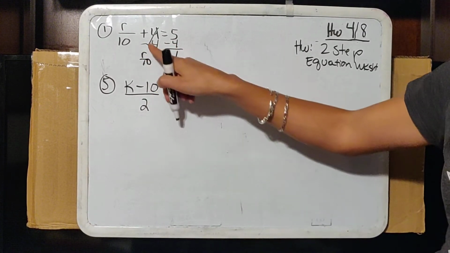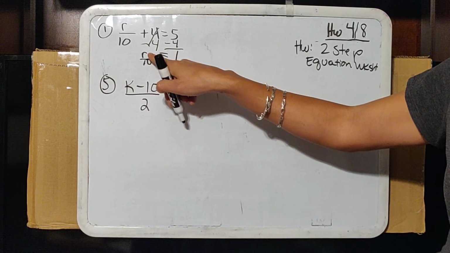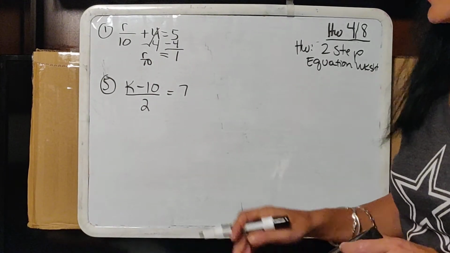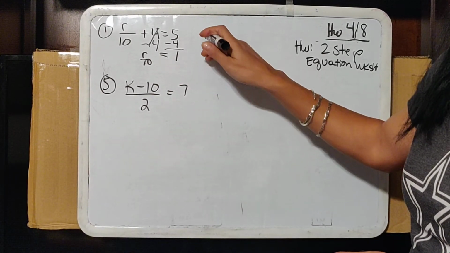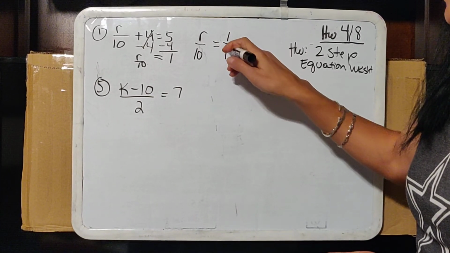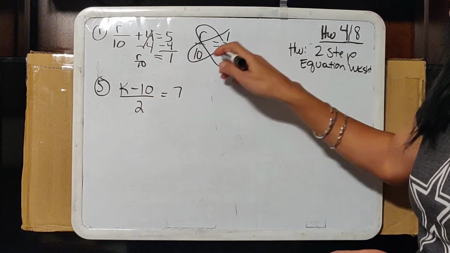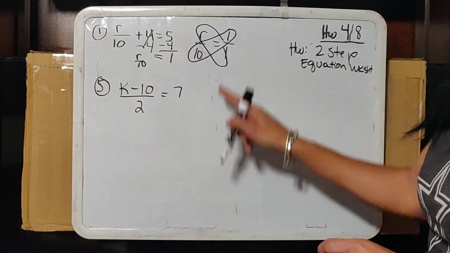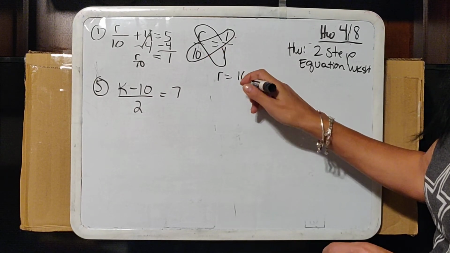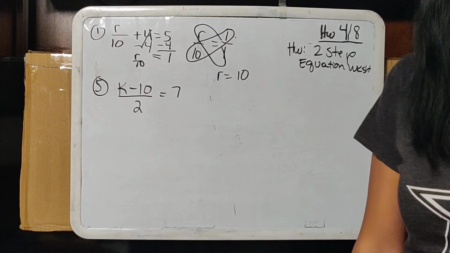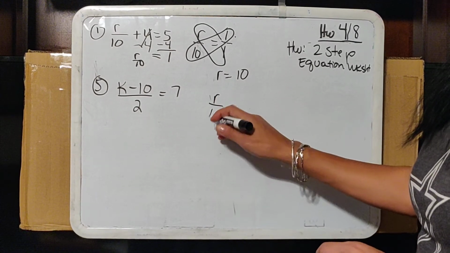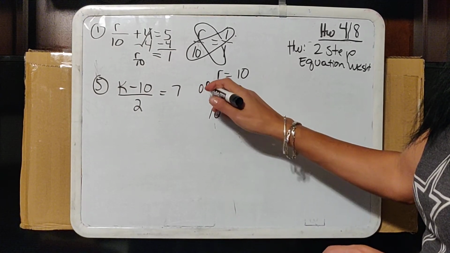Now, I have a missing divisor. It's kind of confusing to see it like this, but if I write r over 10 equals 1, and I put 1 over 1, you can see that I have a proportion. So I'm going to say r times 1 is r, 1 times 10 is 10. The solution is r equals 10. Okay? I could also solve the same problem this way.